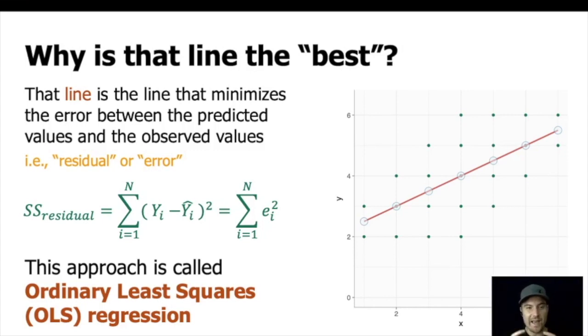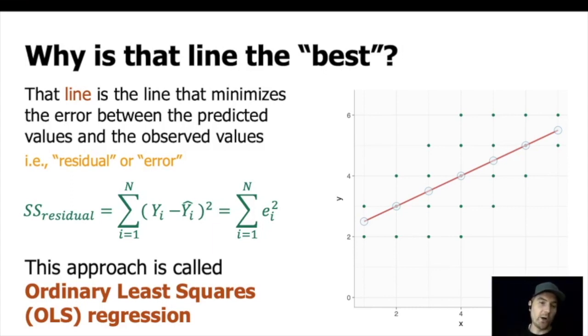A better term for that error, I think, is what's called the residual, because it doesn't mean your model is wrong. It just means that there's a difference between the predicted value and each point. And this is essentially always going to happen unless you have a variable that perfectly predicts another, which is usually not super useful in practice.